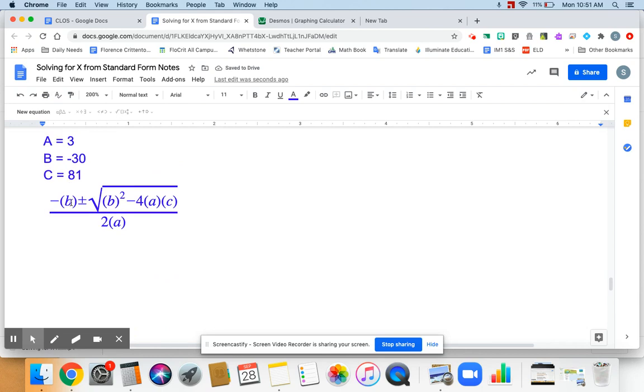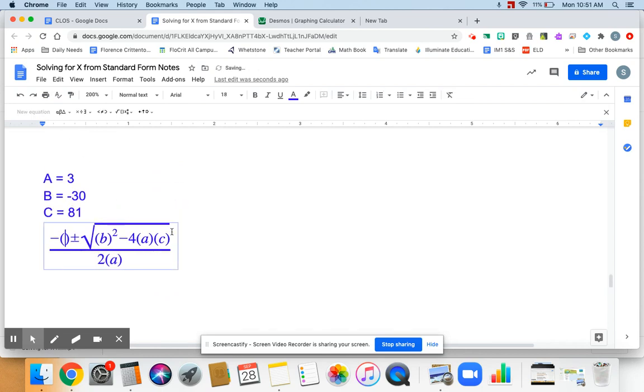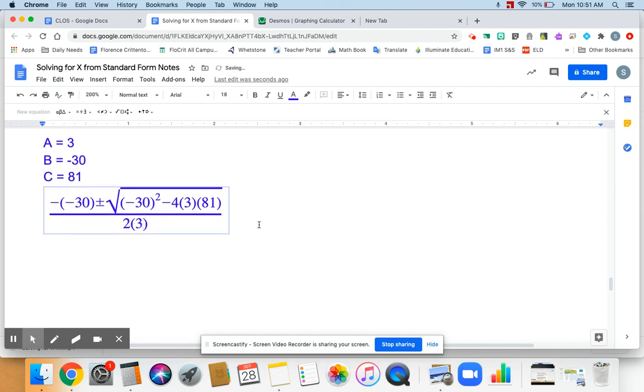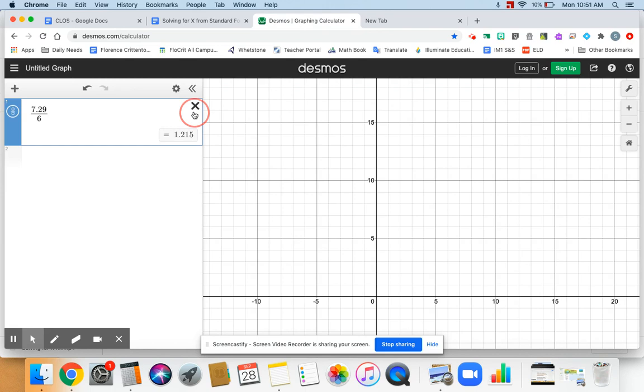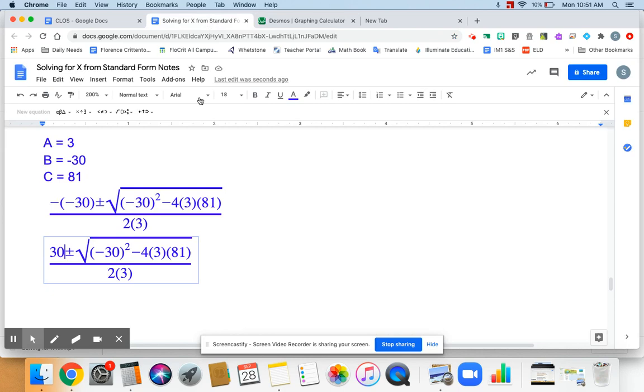So let's take them and plug them into the quadratic formula. Negative b is negative 30, so it's the double negative again. Negative 30 goes in that parentheses too. This a is going to be the 3. C is going to be 81. And on the bottom, the a is the 3. So I've done step 1 where I plug it into the formula. Step 2 is to start simplifying. Again, negative negative becomes positive 30. Negative 30 squared is positive 900.